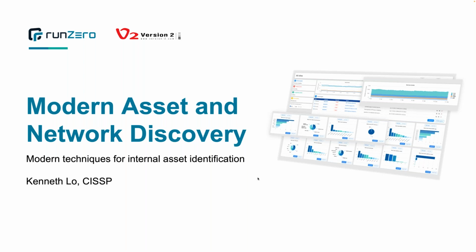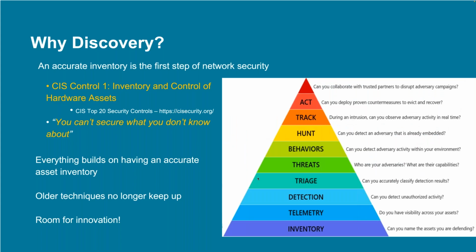So why discovery? There are many ideas, but I do think an accurate inventory is the first step of network security or corporate security. You can't secure what you don't know, right? If you don't know what is in your network, what kind of services are there, how can you protect them? But it's difficult to have an up-to-date and clear inventory. All the technology cannot keep up, so there's room for innovation. That's why runZero comes in.